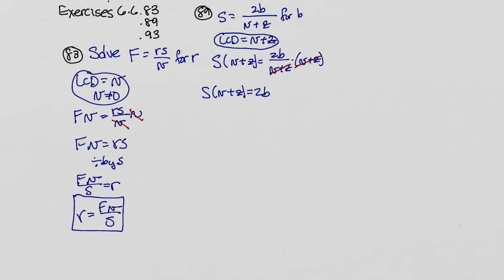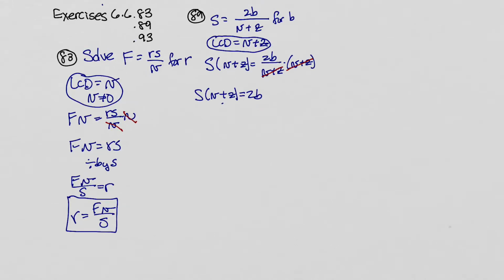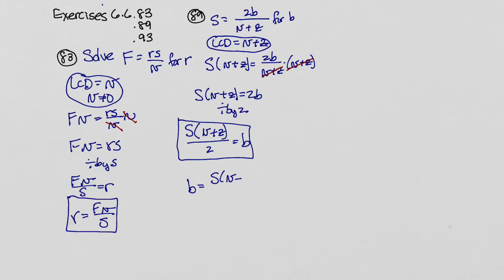And we can solve this for b just by dividing by 2. So our plan now is to divide by 2. So we'll get s times v plus z all over 2 is equal to b. And we can leave it like that. Or if you just like the b on the left side, we could write b equals s times v plus z all over 2. Both of them are good.